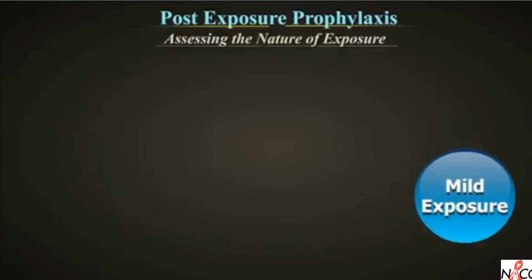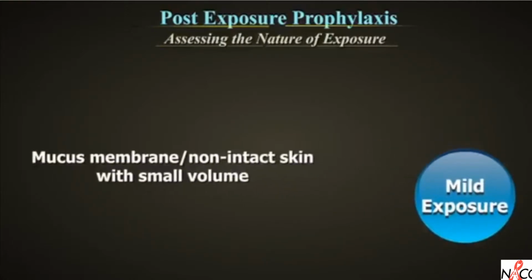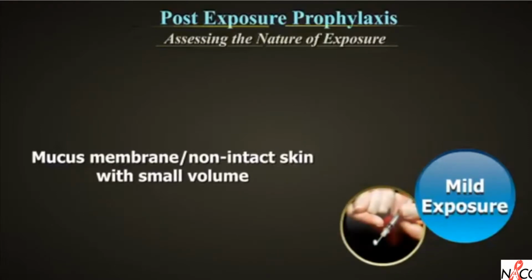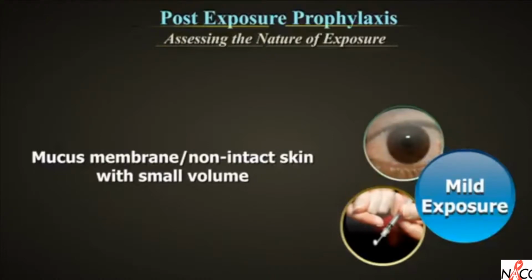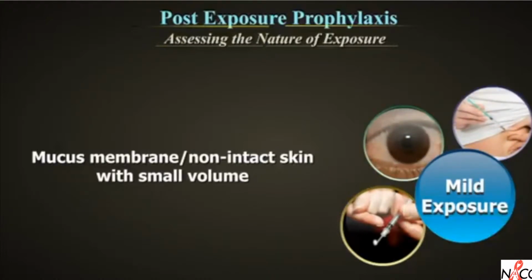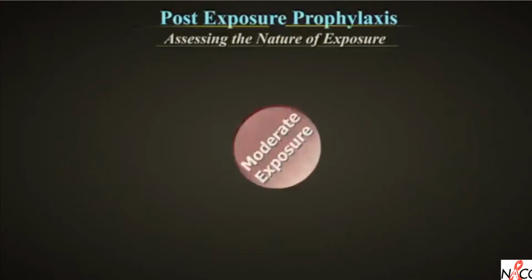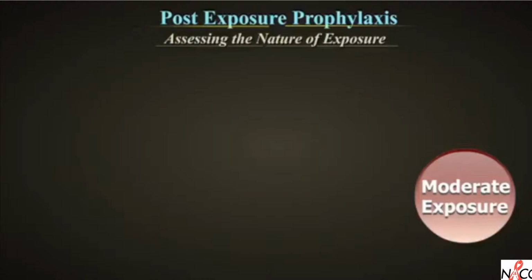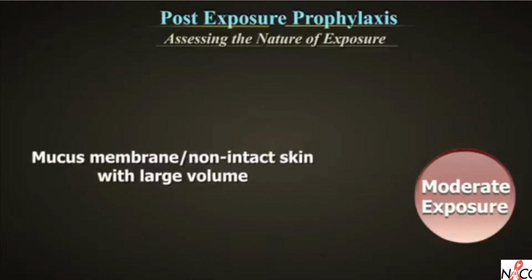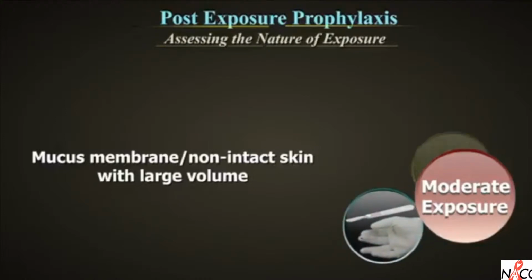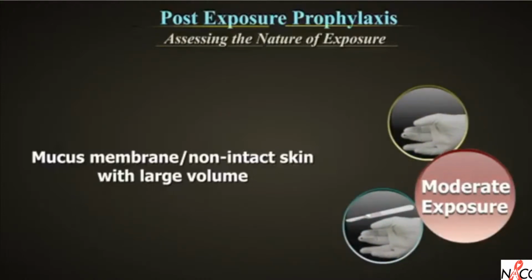Category: mild exposure. Definition and example: mucous membrane or non-intact skin with small volume. For example, a superficial wound, that is, erosion of the epidermis, with a plain or low caliber needle, contact with the eyes or mucous membrane, subcutaneous injuries following a small bore needle. Moderate exposure. Definition and example: mucous membrane or non-intact skin with large volumes or percutaneous superficial exposure with solid needle. For example, a cut or needle stick injury penetrating gloves.